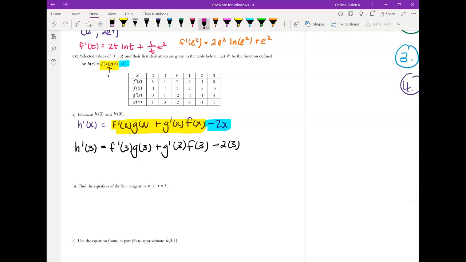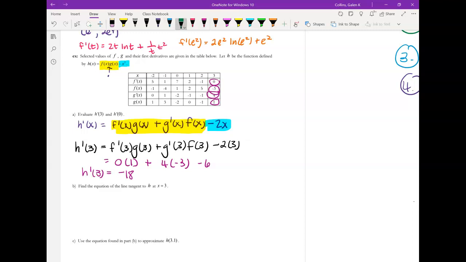All right, so we get f prime of 3, which is 0. I'm going to say equals 0 times, well, I already know I'm multiplying by 0, so it's kind of moot, but just for the sake of the example, g of 3, which is 1, plus g prime of 3, so in my table, g prime of 3 is 4, times f of 3, which is negative 3, and then minus 2 times 3, so minus 6. So 0 plus negative 12 minus 6 is negative 18. So h prime of 3 is negative 18.